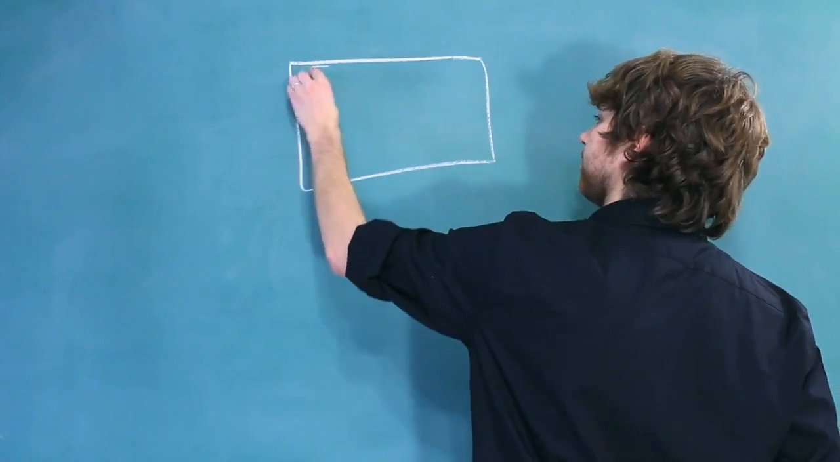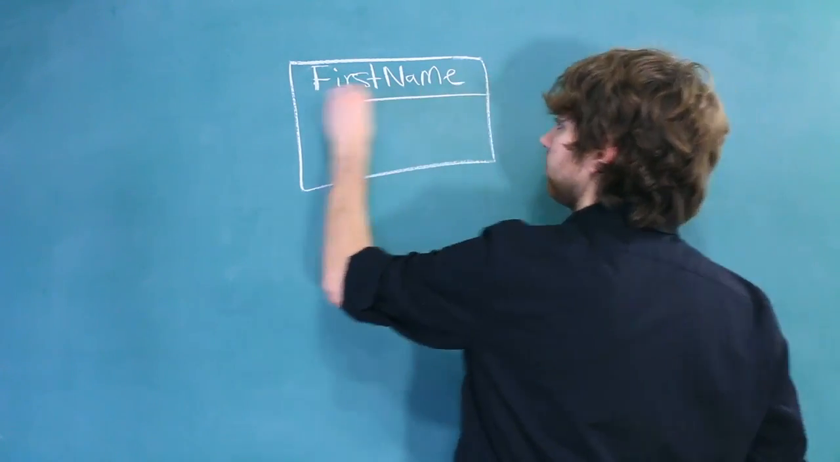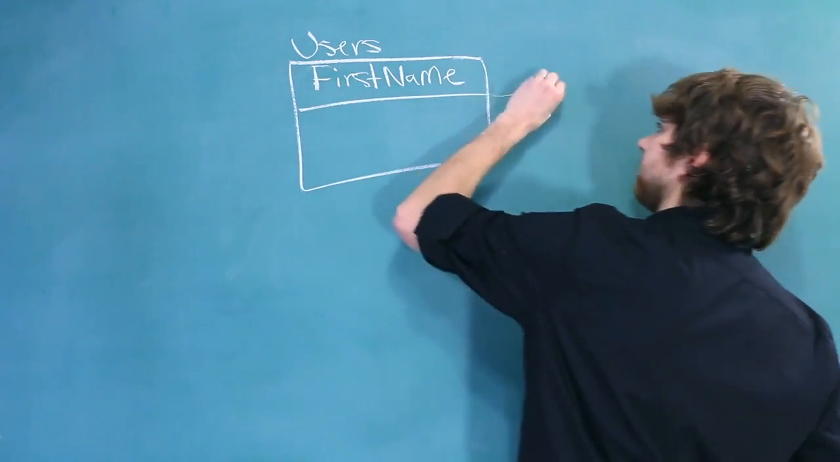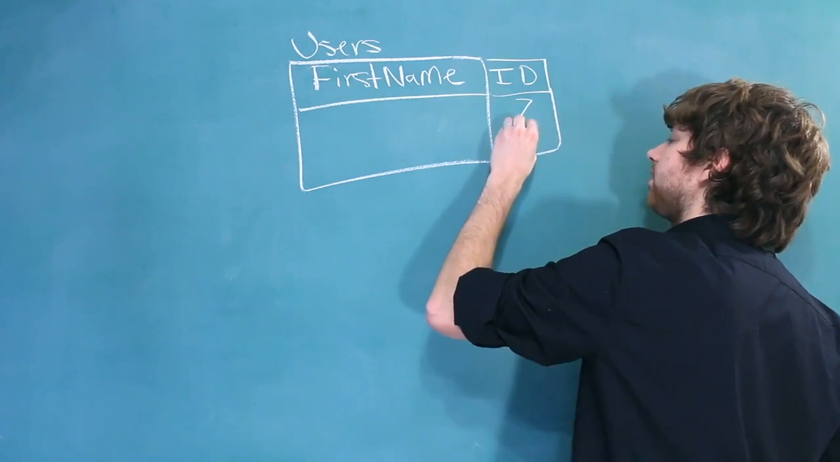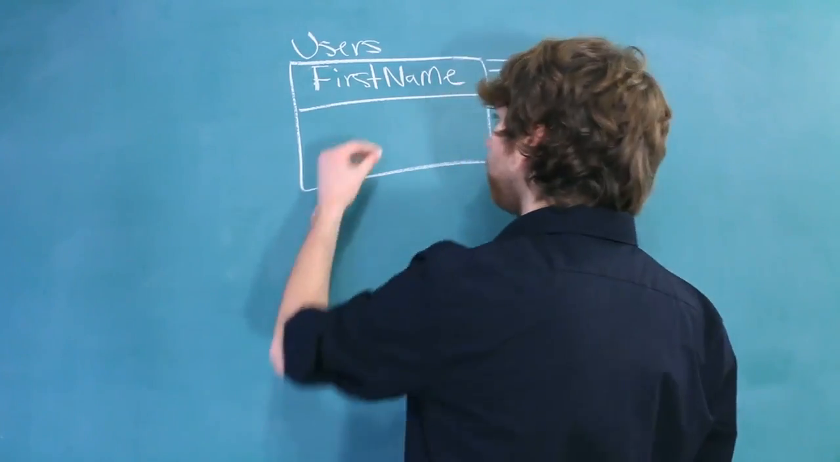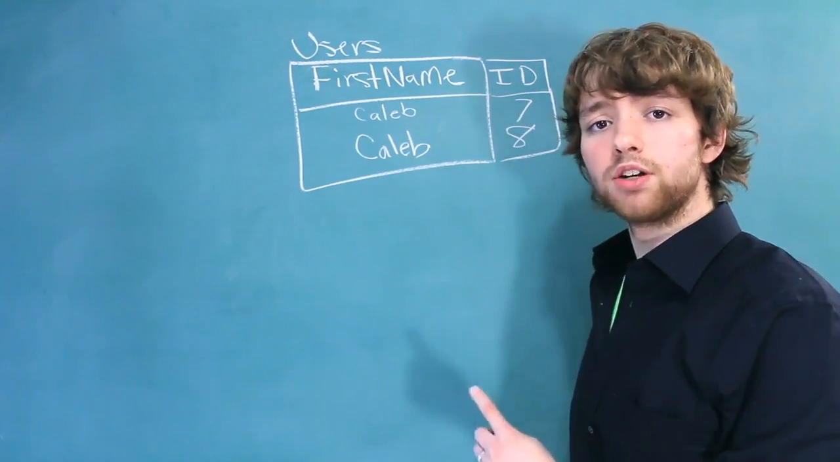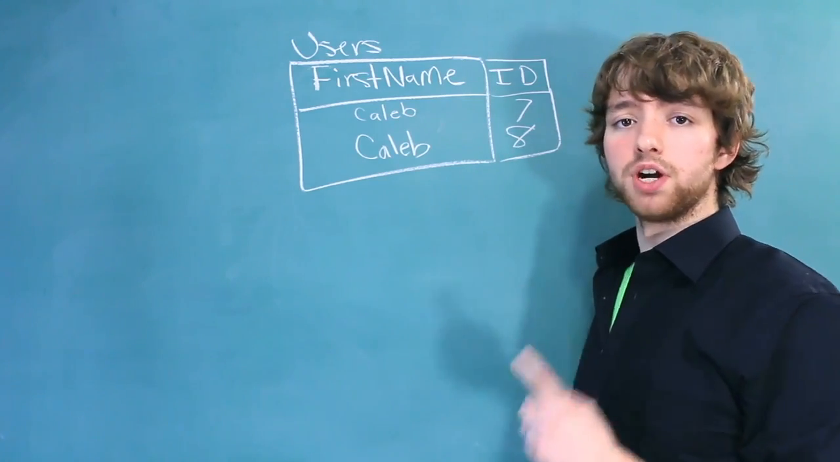And one of the columns in here is first name. And we have 2 users inside of this table. One with the ID, here, let's add an ID. One with the ID of 7 and one with the ID of 8. And let's just say, by chance, both of their names are Caleb. Is this a one-to-one relationship, or is it a one-to-many?